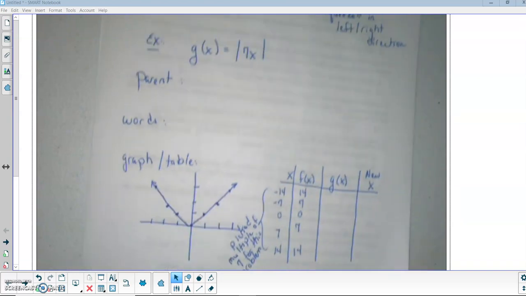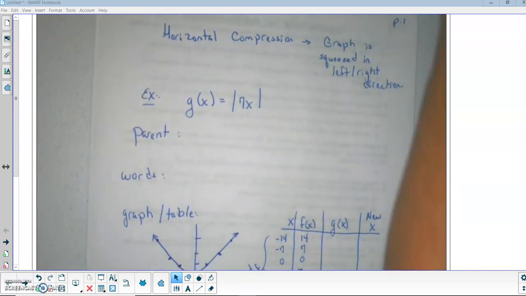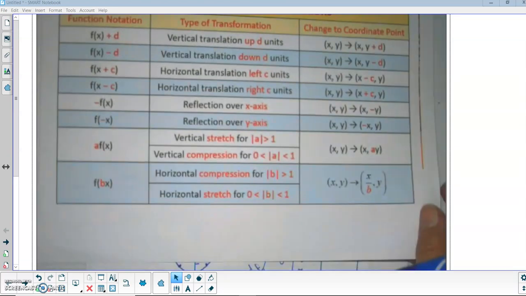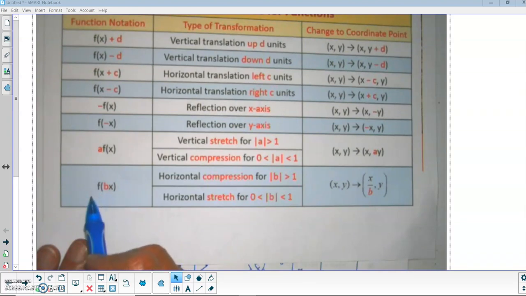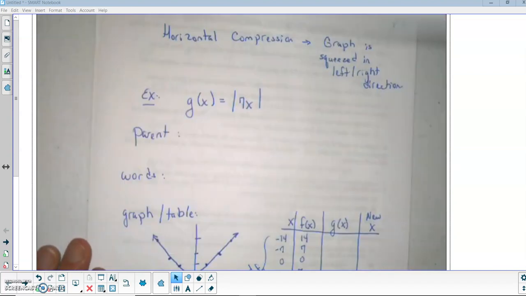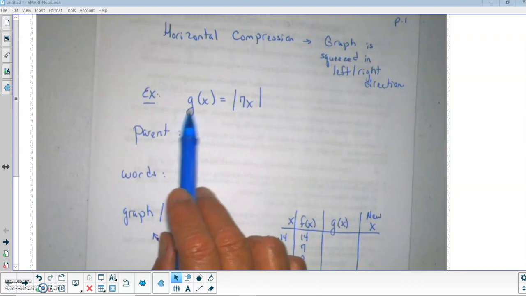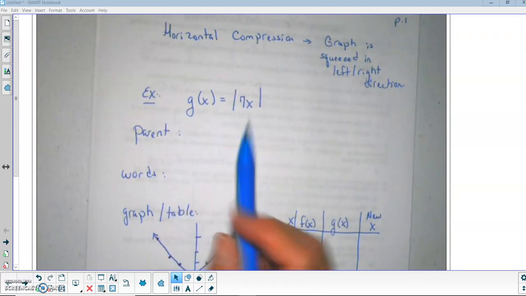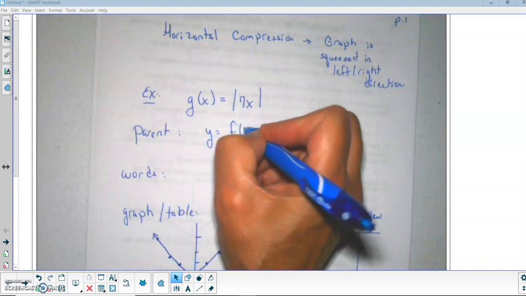Okay, so our last category, to finish up these videos, is horizontal compressing and stretching. Again, this is our reference chart. This time around, the number is attached to the x instead of being on the outside of the function operator. So it has an impact on the x and not the y. So if we look at this transformation function, the absolute value of 7x, the parent is the absolute value function.